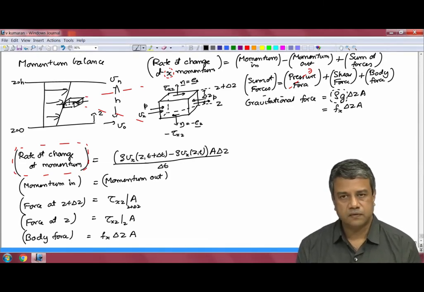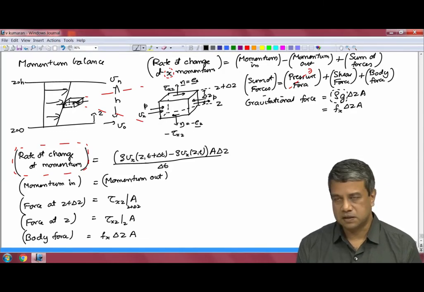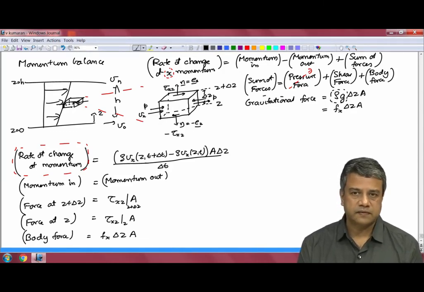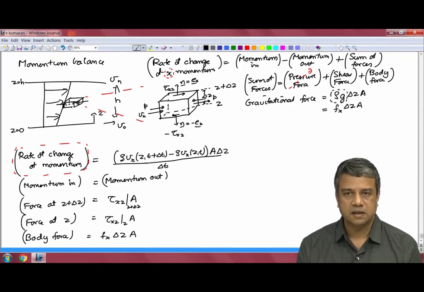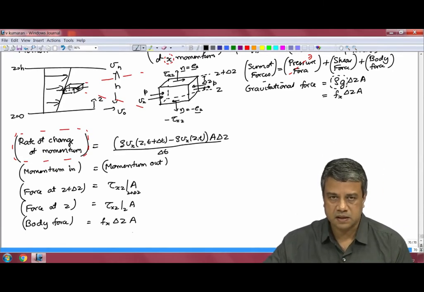So, those are the forces that are exerted. The momentum in and the momentum out due to the fluid flow cancel out. Surface forces are of two types, pressure and shear stress. Pressure on the left and right faces cancels out in the x direction because there is no variation there. The shear stress acts on the top and the bottom surfaces. There is a variation in the z direction, and therefore the shear stress does not necessarily cancel out.